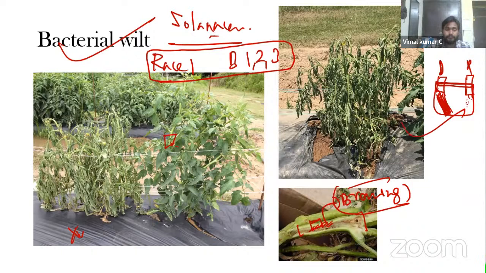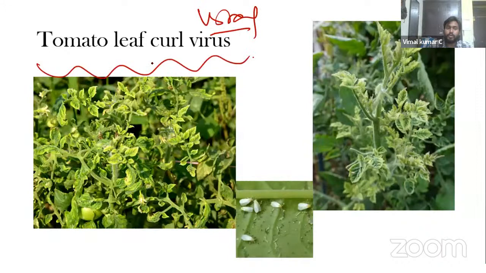Then the next disease, a viral disease, is tomato leaf curl virus. How can I identify whether it is tomato leaf curl virus or not? The first criterion is to observe whether the leaves are curled upward or not. Usually if it is tomato leaf curl virus, the leaf will be curled upward, like that you can see. Then if you shake the plant, whiteflies will fly off. Or if you turn over the leaves, you can see the eggs or the whiteflies.